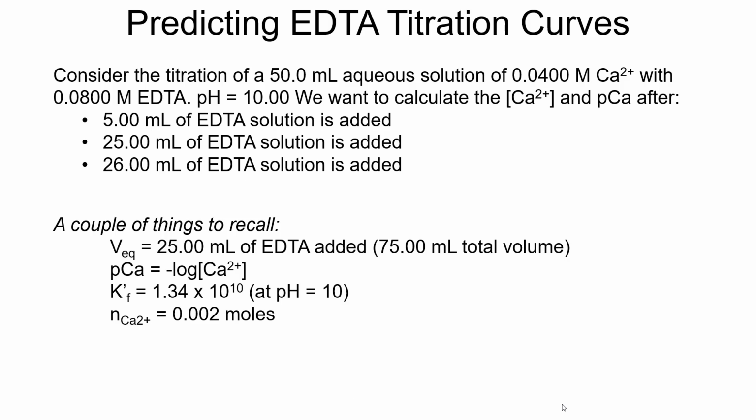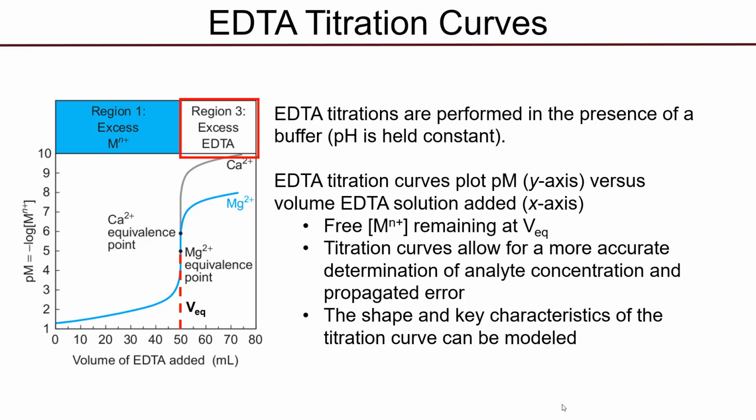Let's skip back to the titration curve for a second and see if that matches up okay. So at 5 mL of EDTA added, we should be right here. And so it looks like 1.54 is in good agreement with the titration curve that should correspond to the experiment that we're doing.